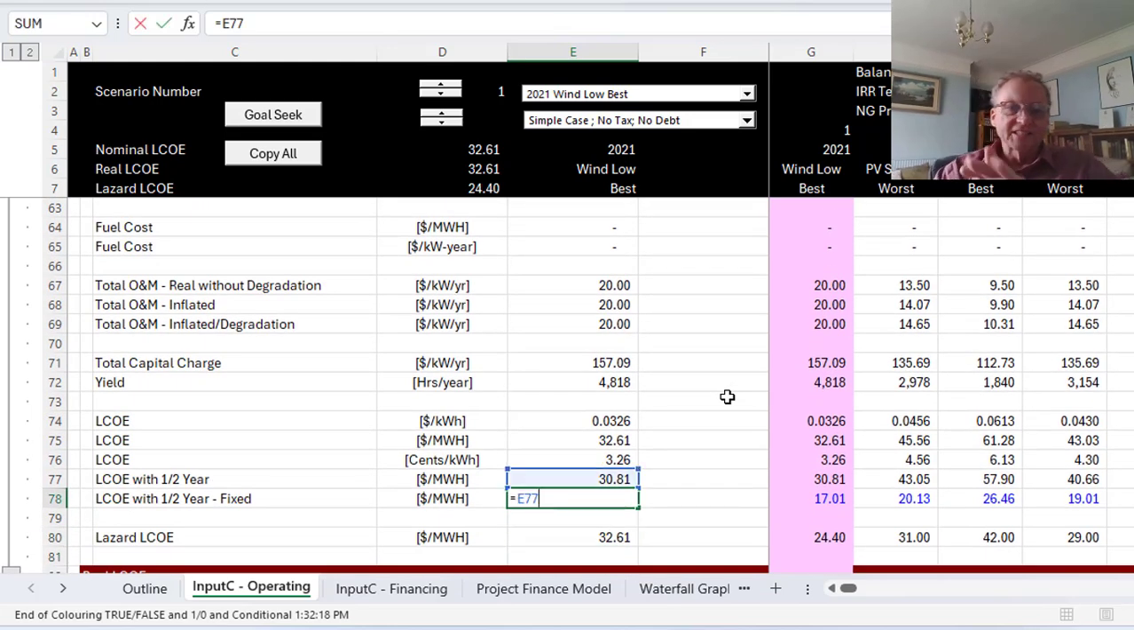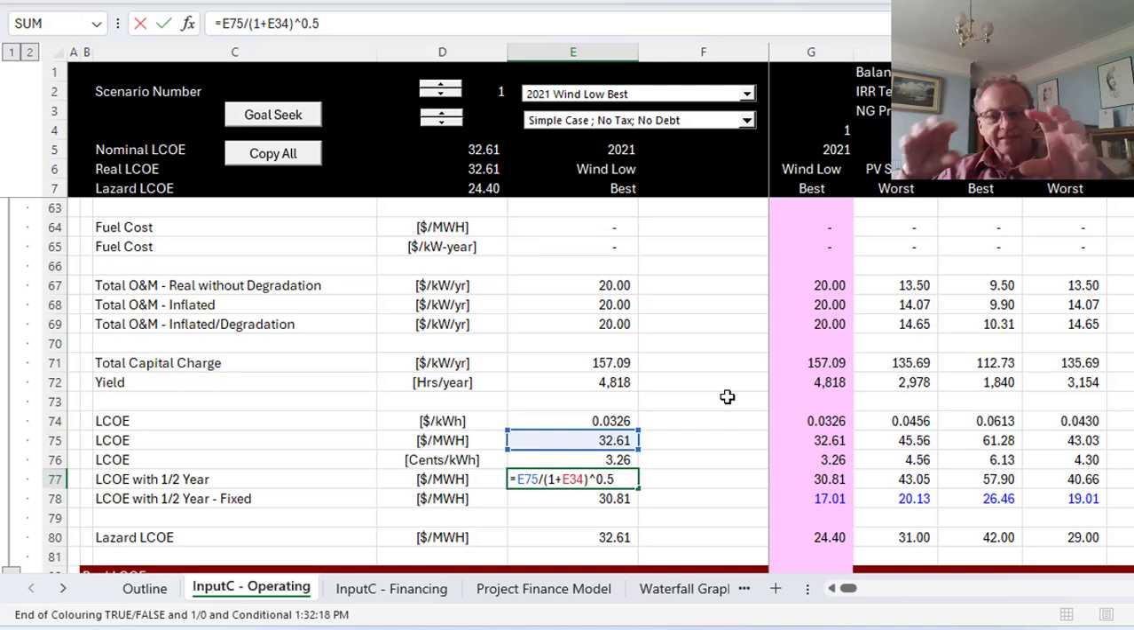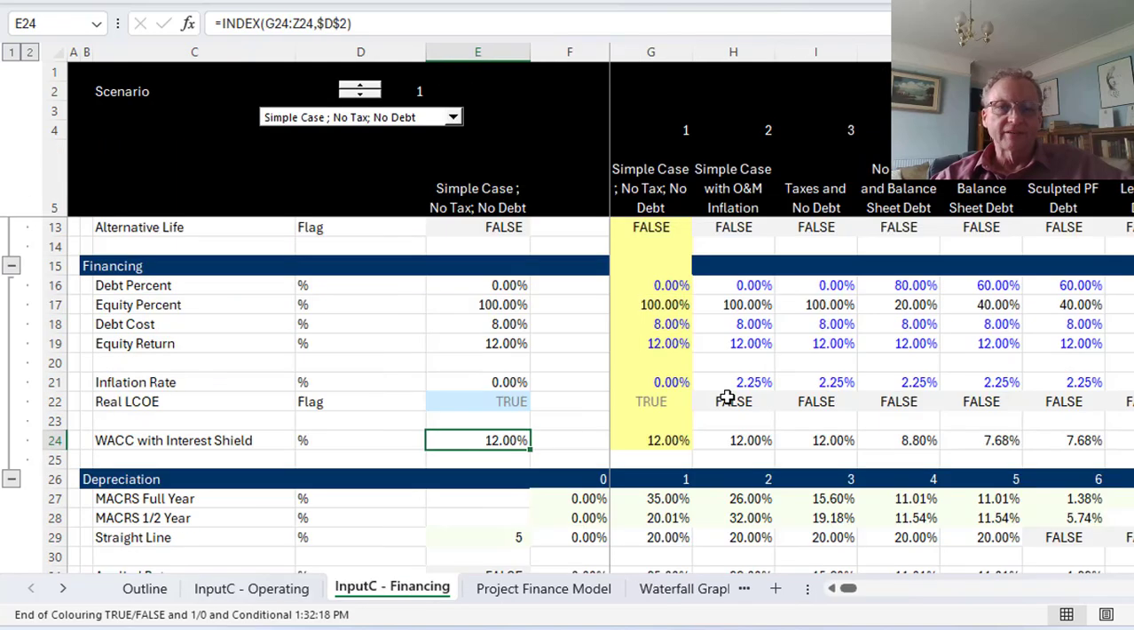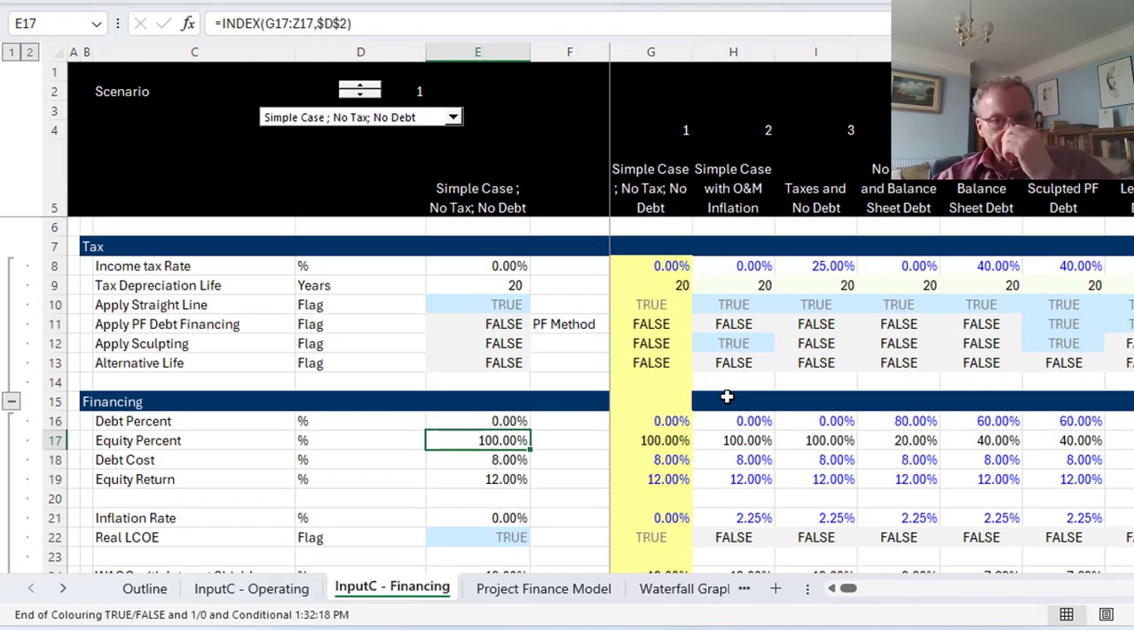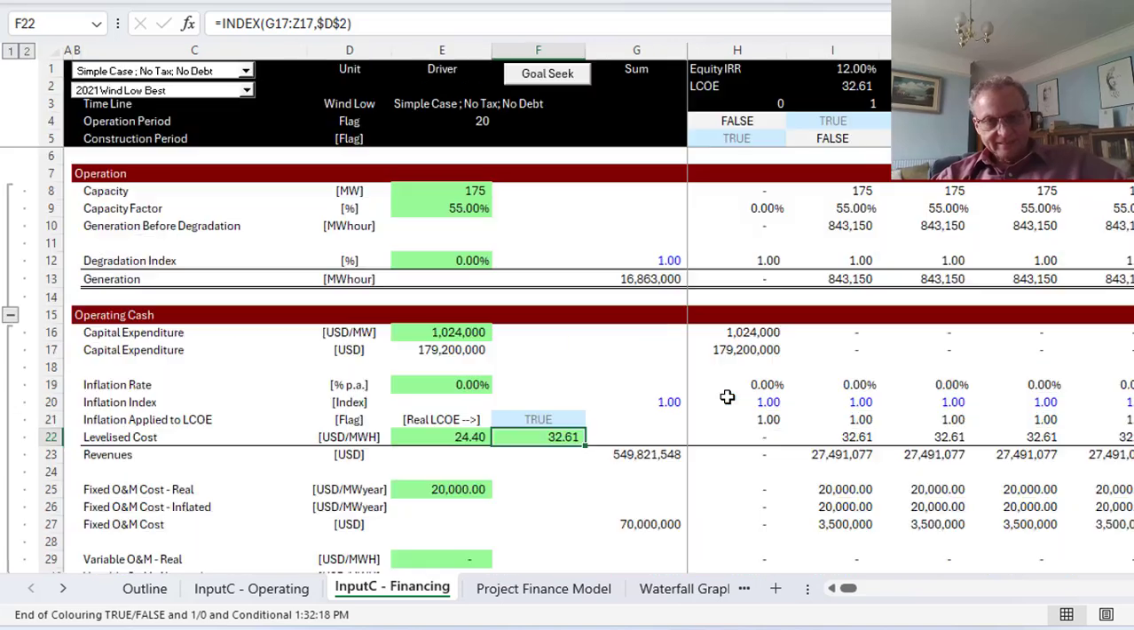And the final adjustment is we could take the weighted average cost of capital and divide this by 1 plus the cost of capital raised to the 0.5 power to make it kind of a half year, assuming the money comes in at the middle of the year. Okay, that's how we compute it.